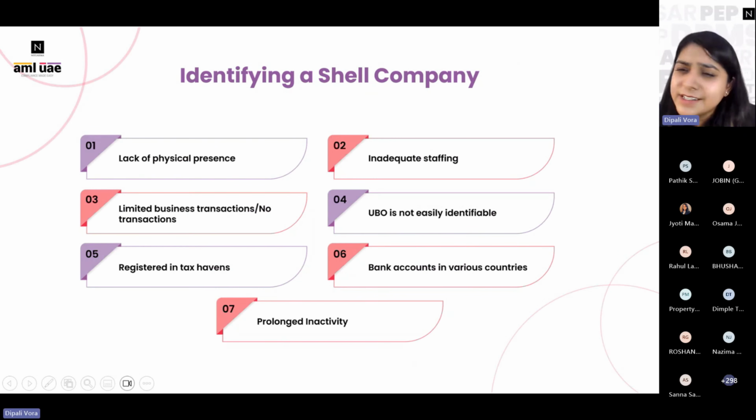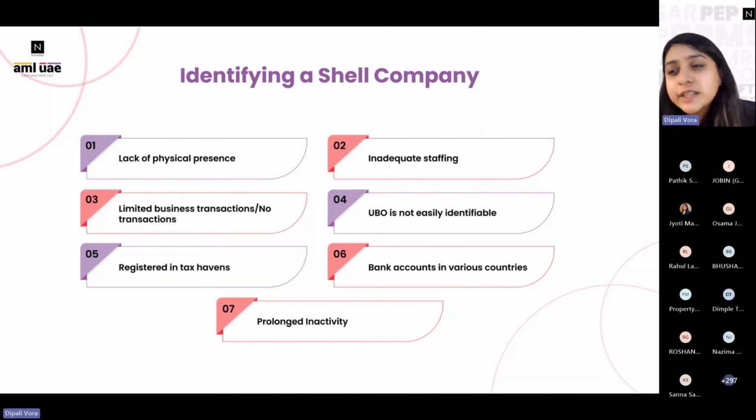Now this is just a small topic. How do you identify a shell company? Shell companies are basically those companies which are only formed on paper. If you look at the characteristics of these kinds of companies, they won't have a registered office address, or they won't have transactions. I mean, they won't have any employees in their company.